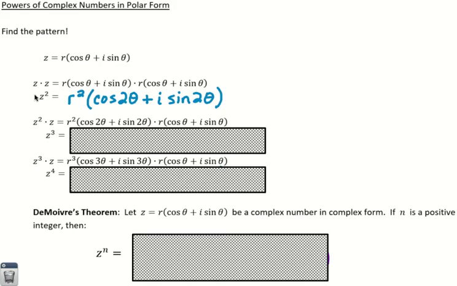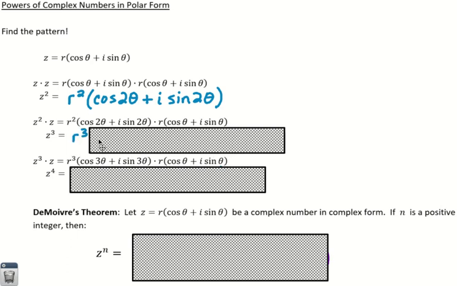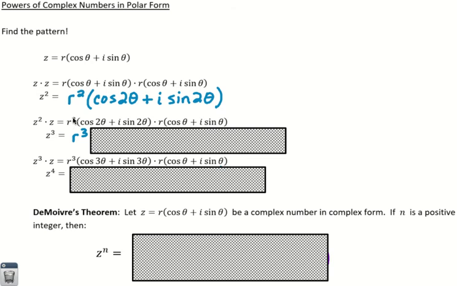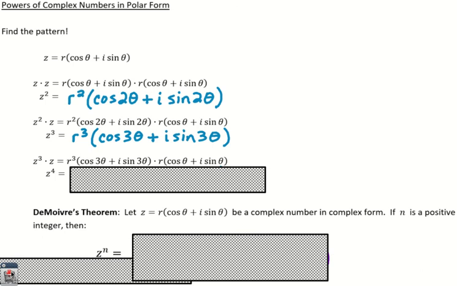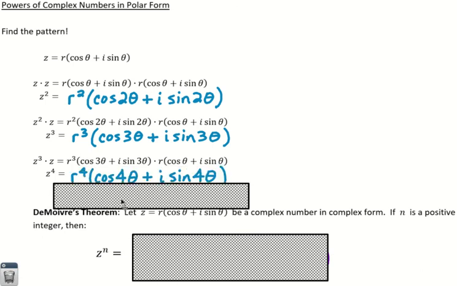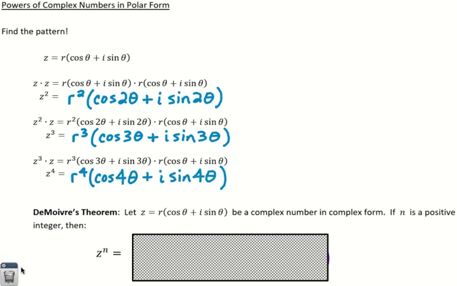Now, so z squared would be this. Okay. What if we wanted z to the third? Well, that'd be like this, right? And so we multiply the two radii together to get that, right? R squared times r. And we add the angles to get that. Likewise, this. Do you see a pattern?